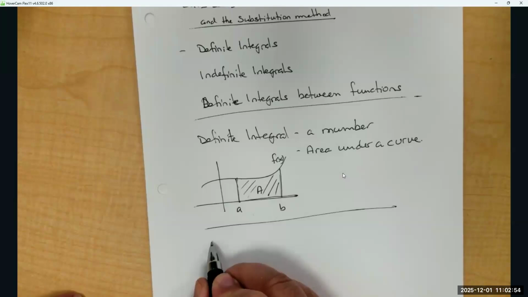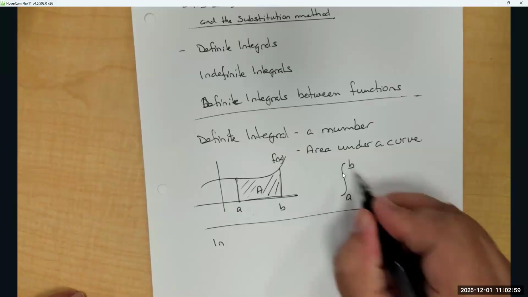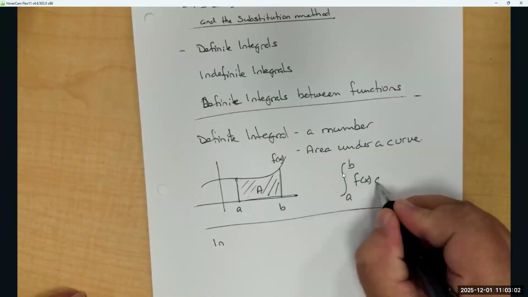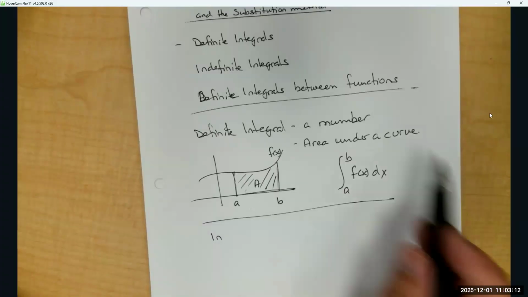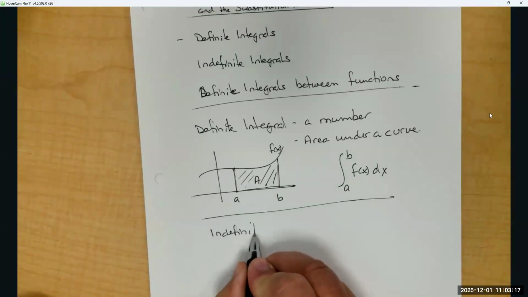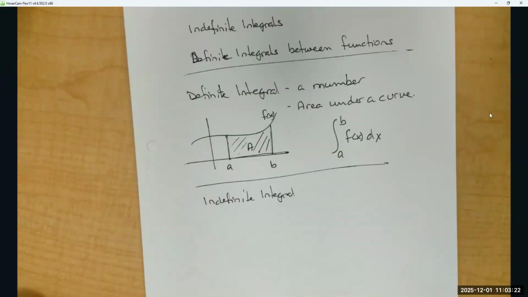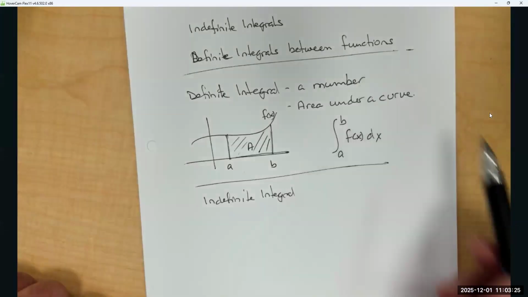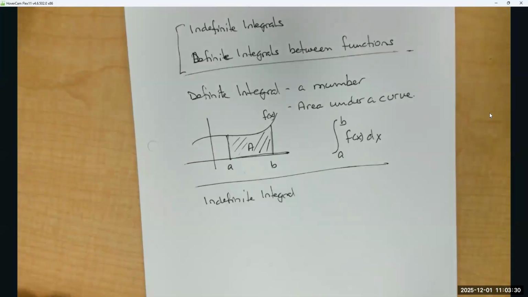This section, a definite integral looks like this. It's a continuous function from a to b. That's where we ended up last time. An indefinite integral, that's what we're dealing with today. And the definite integrals between functions. We're done with that one. We're going to do both of these today.